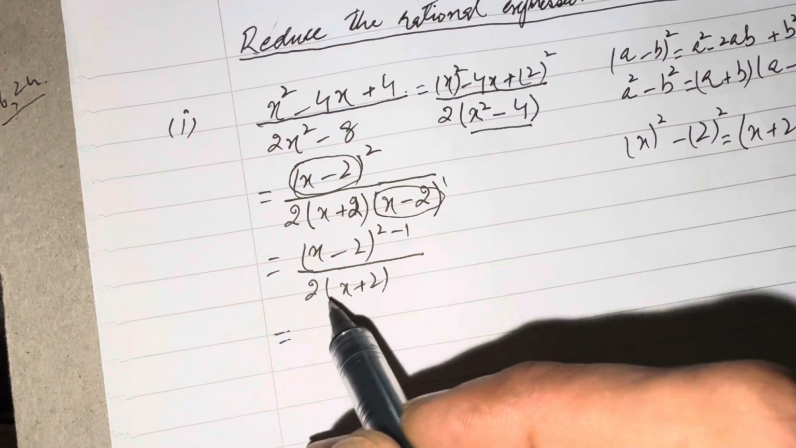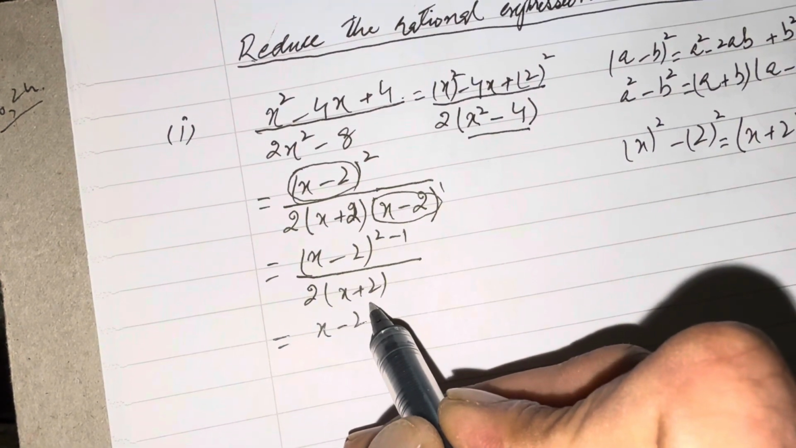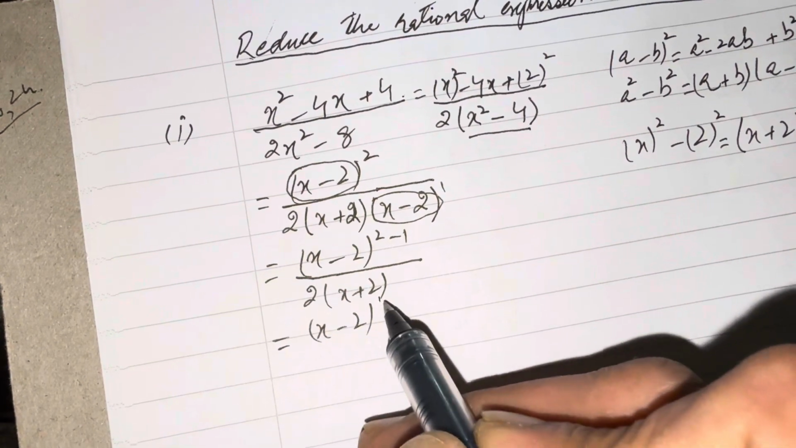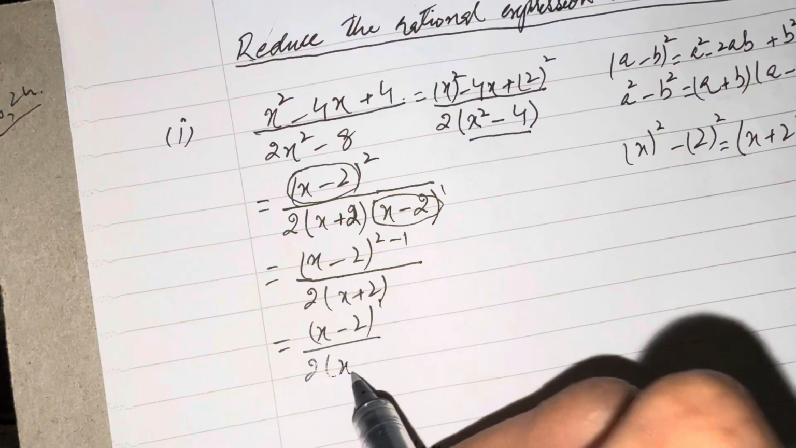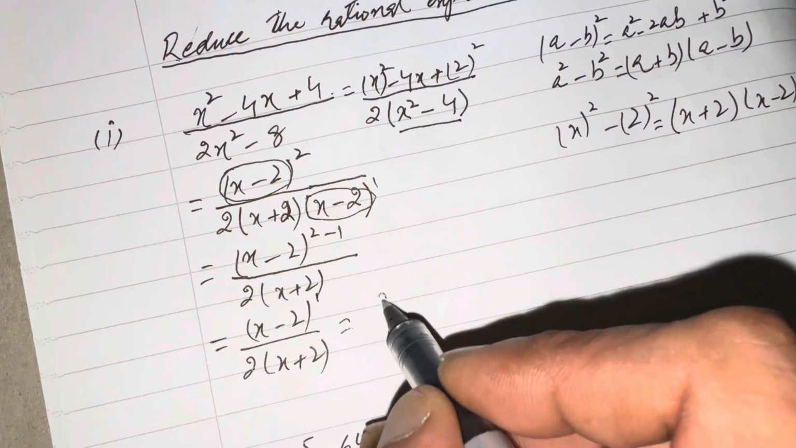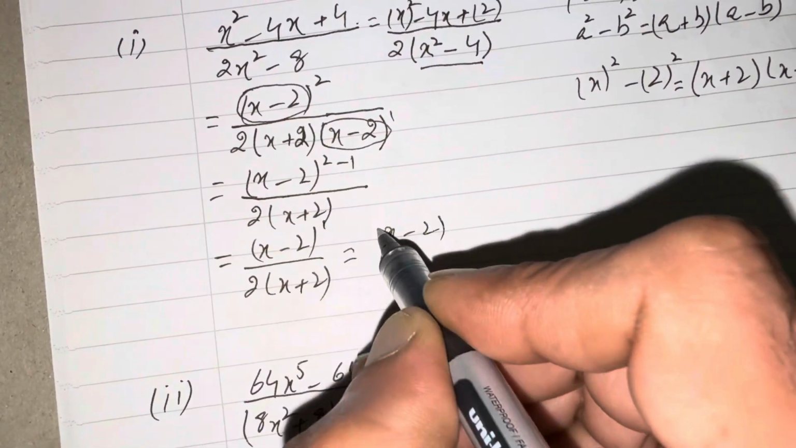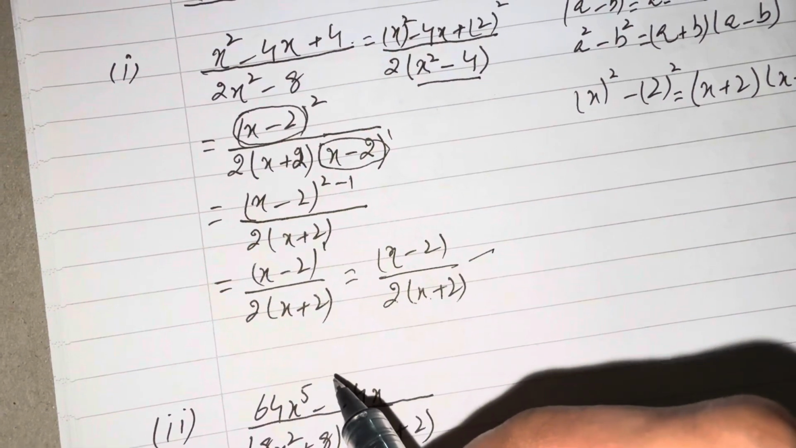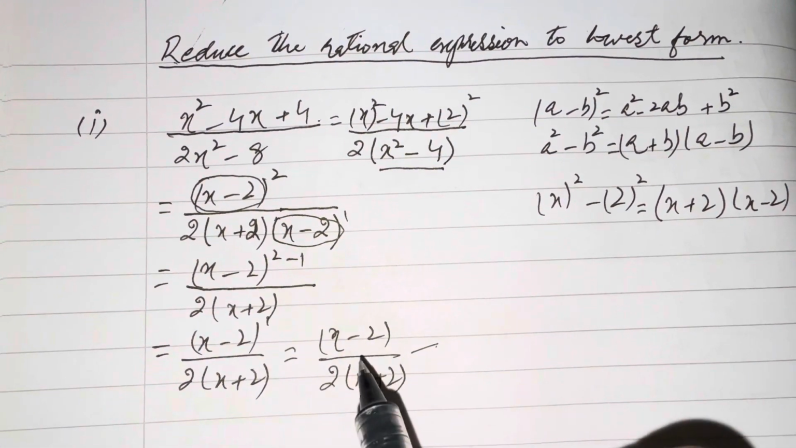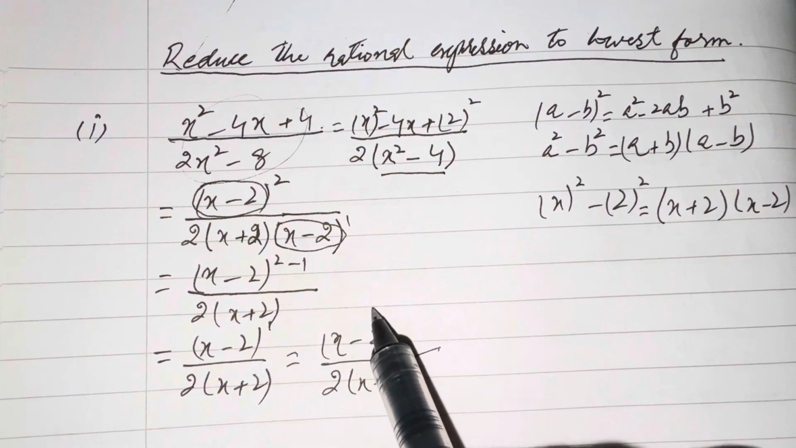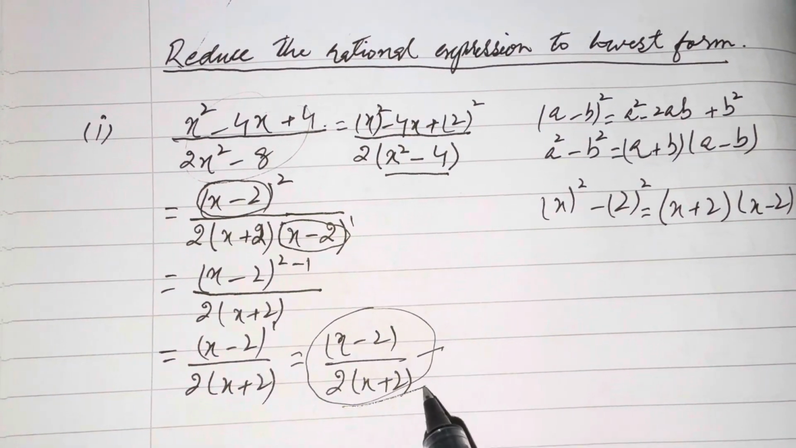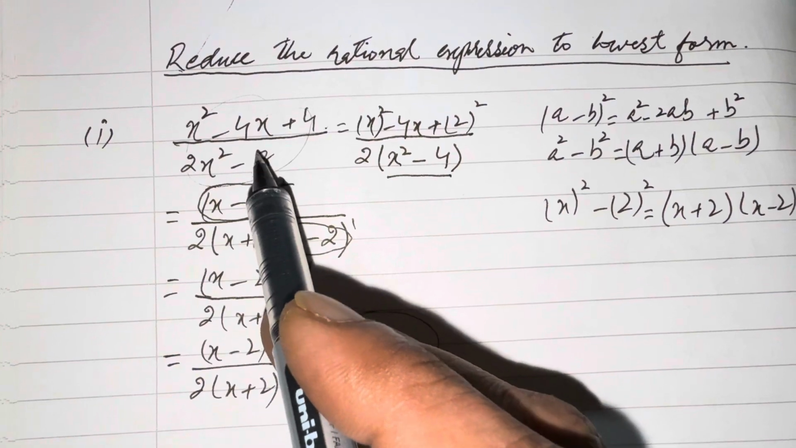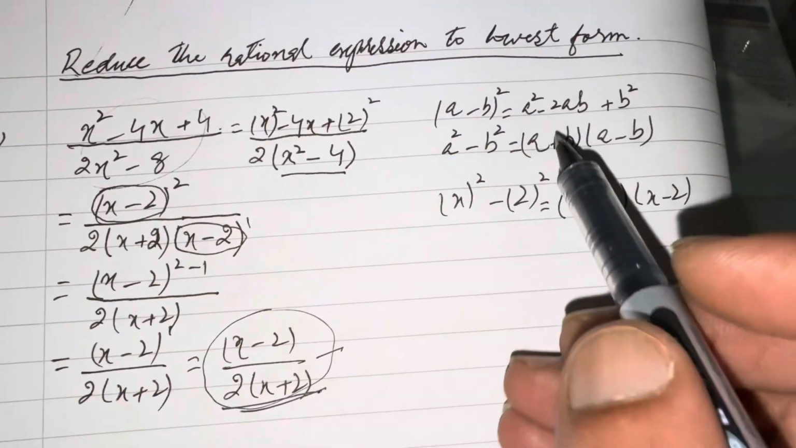So in the next step we will write x minus 2 whole power 1, since 2 minus 1 is equal to 1, and 2 into x plus 2. That will be equal to x minus 2 divided by 2 into x plus 2. So that's the lowest form that we have. After simplification, we have got the answer of this expression in the lowest form. So that's the answer if you reduce this rational expression into the lowest term, written using these two kinds of formulas.